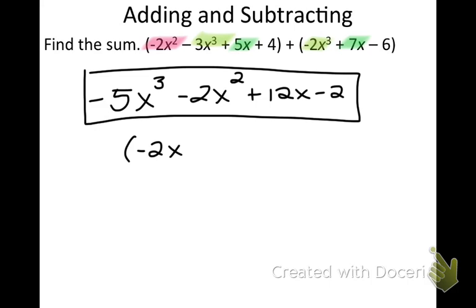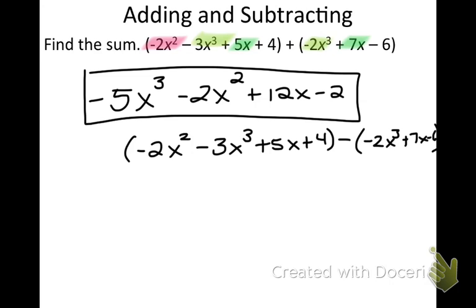Let's do the same. Last thing, guys. Let's do the same one, but subtracting. Negative 2x to the third plus 7x minus 6. I'm running out of space.